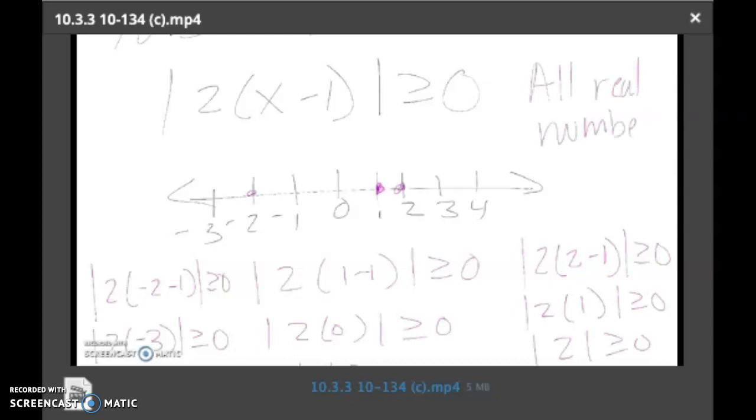Any value of x will work, and to show that on my number line, I would highlight my whole number line, showing that any number I plug in is going to work as a solution for this problem.